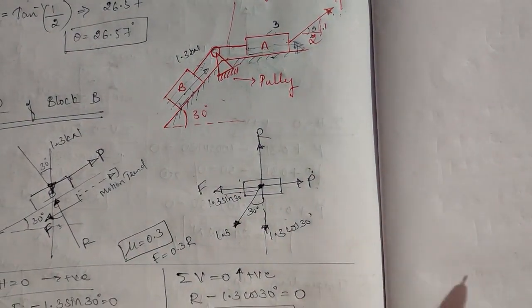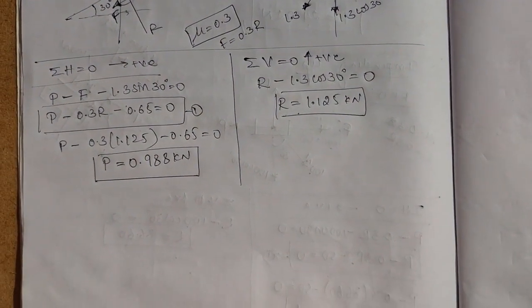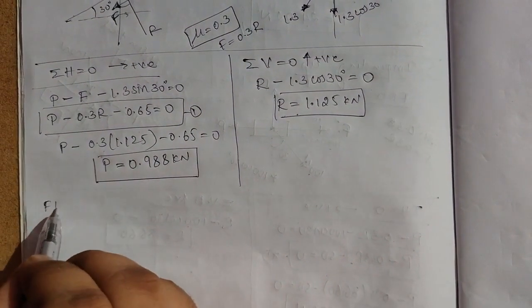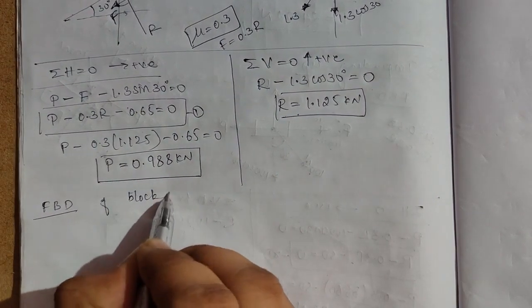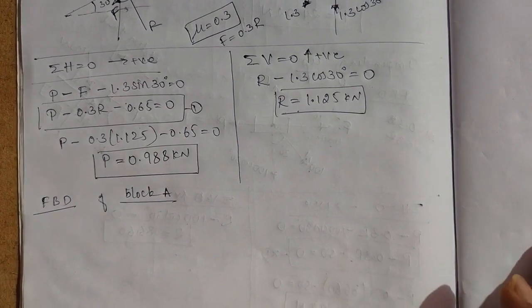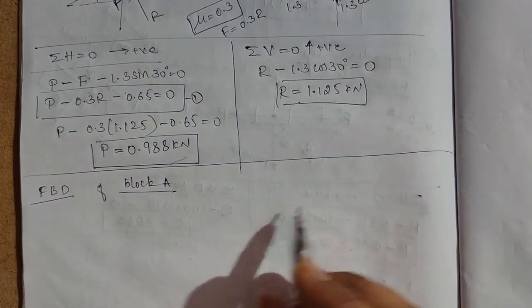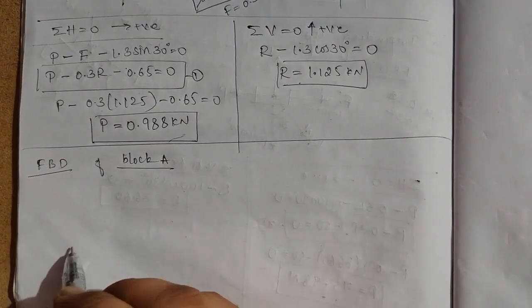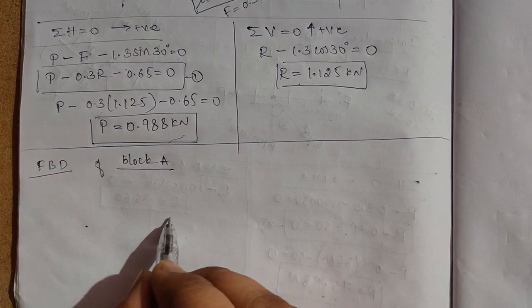So this problem is connected to one another. Okay, now we will take what? Free body of block A. FBD of block A. So I'll write the diagram first and then I'll take the free body diagram. So what is given? One horizontal force will be there, so I'll take directly the block A.